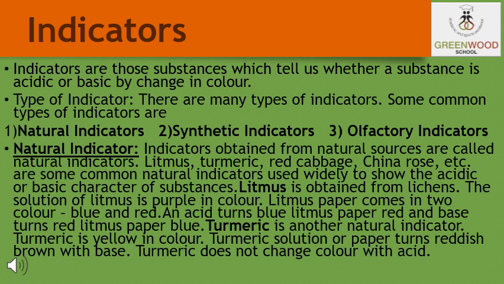There are many other natural materials like red cabbage, turmeric, and colored petals of some flowers, that is the China rose, which can be used as natural indicators. They indicate the presence of an acid or a base in a solution. These are called acid-base indicators, or sometimes we will simply say indicators.